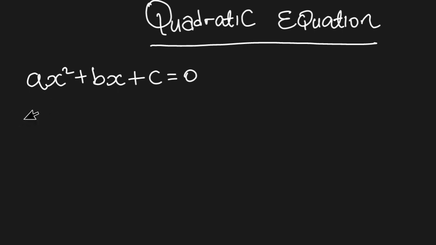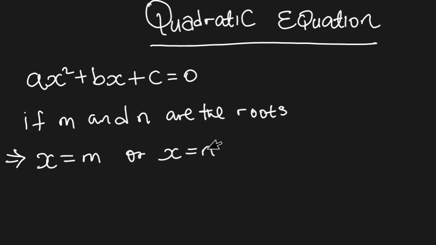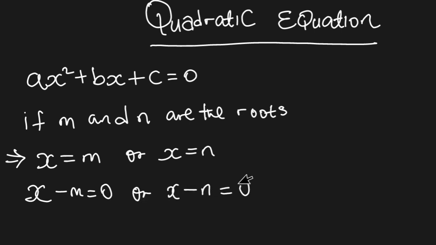Let's say m and n are the roots of an equation, right? If m and n are the roots, it means that the solution of that equation will either be x equal to m, or x equal to n. From here, when we take m and n to the other side, it becomes x minus m is equal to 0, or x minus n equal to 0.